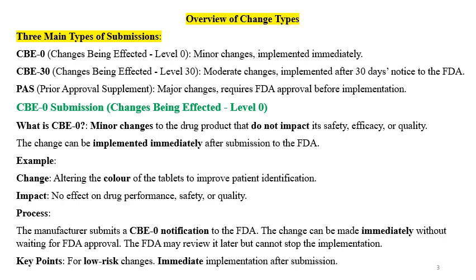CBE 0 involves minor changes to the drug product that do not impact its safety, efficacy or quality, and these changes can be implemented immediately after submission to the FDA. Example: altering the color of the tablets to improve patient identification. As this change has no impact on the drug performance, safety and quality, CBE 0 can be submitted. The manufacturer submits CBE 0 notification to the FDA.